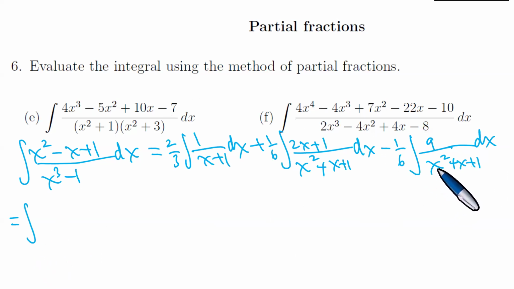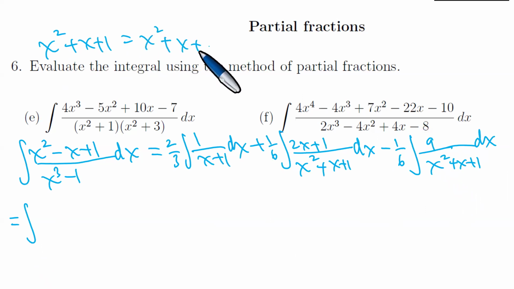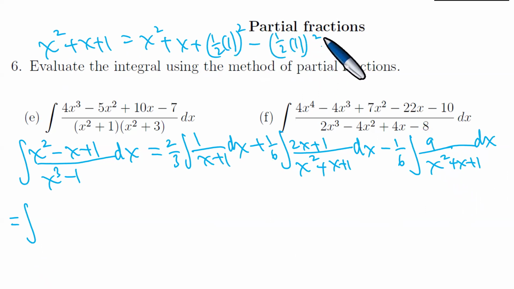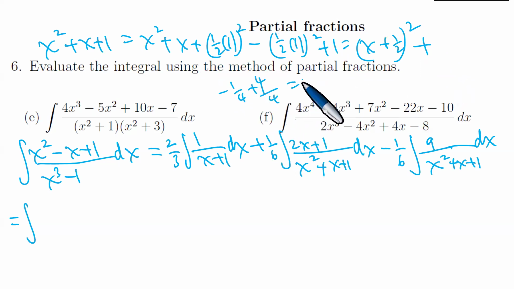Okay, by completing the square here in the denominator, x squared plus x plus 1 can be written as x squared plus x, plus the half the coefficient of x squared, minus the same thing. This one is 1 minus 1 quarter, because if you square the half, you get 1 quarter. So from 1, you remove 1 quarter, then you must get 3 quarters. So here you'd get exactly 3 out of 4.